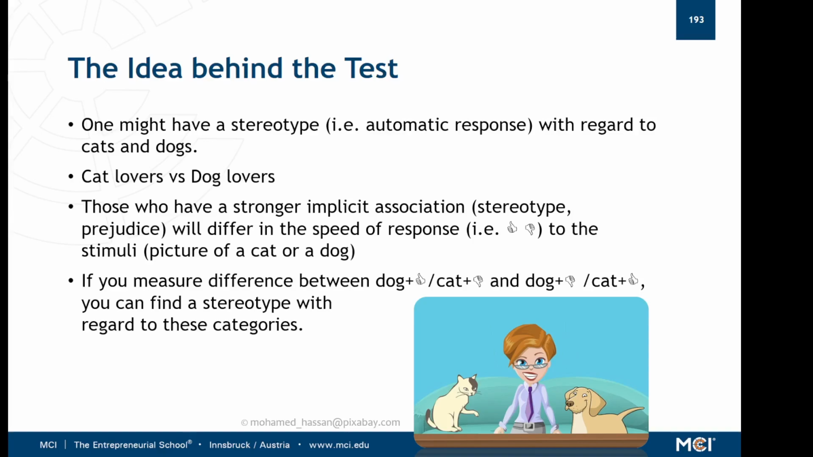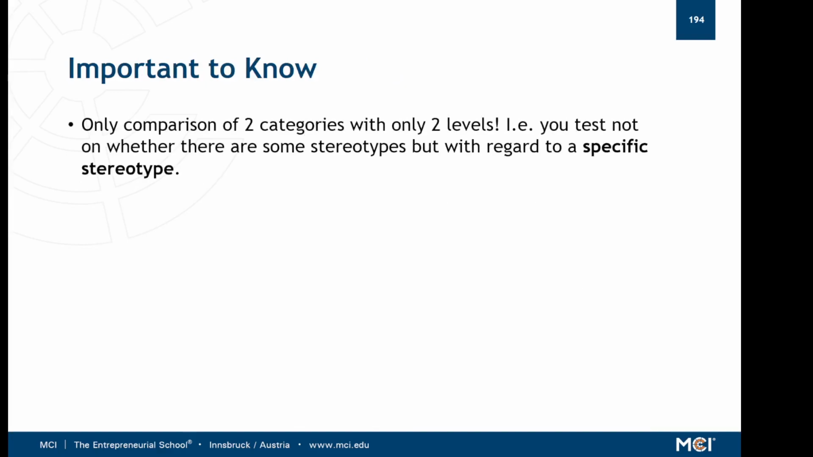Similar to a discrete choice experiment, the implicit association test is a comparative test. We don't know all the stereotypes that you have, or the strength of the stereotype, because we can only compare stereotype A against stereotype B, that cats are associated with cuteness or dogs are associated with cuteness. Whichever of these two things you associate in your mind faster means that you have a stronger implicit association. What is important to know is that you really compare only two categories, for example cats and dogs, with only two levels, cuteness or ugliness.